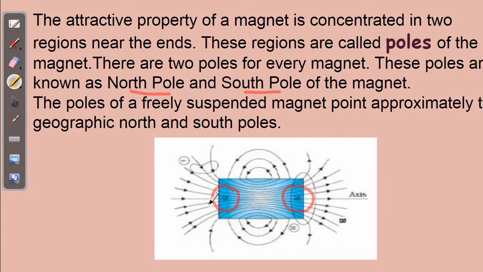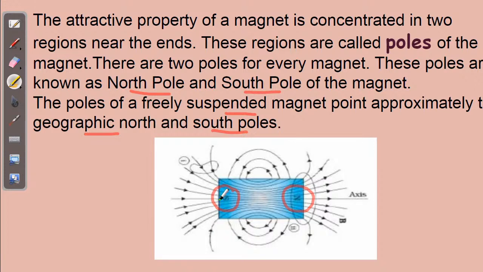Now, how do you identify the North Pole and South Pole? You have to freely suspend the magnet. Take a thin piece of string and hang the magnet with the help of that string. The North Pole of the magnet will align itself towards the geographic North Pole, and the South Pole of the magnet will align towards the geographic South Pole of the Earth. So a freely suspended magnet aligns itself along the geographic North and South, and by that means I can identify which is my North Pole and which is my South Pole.